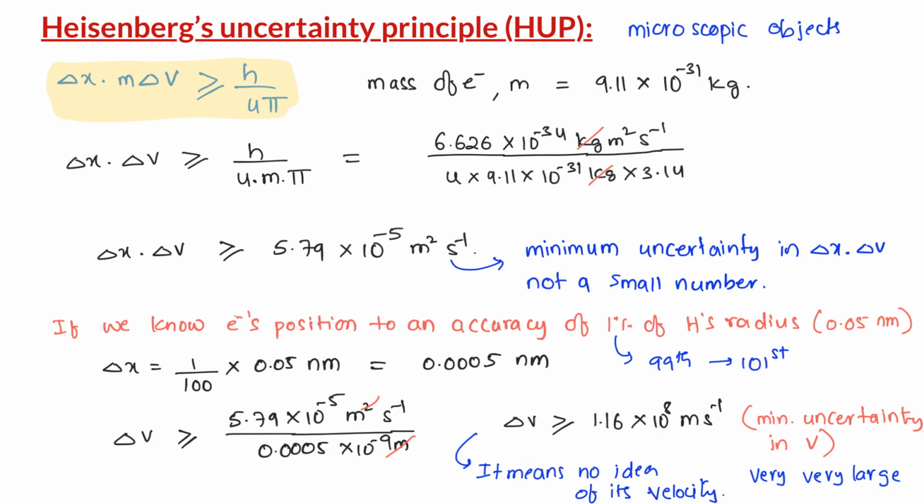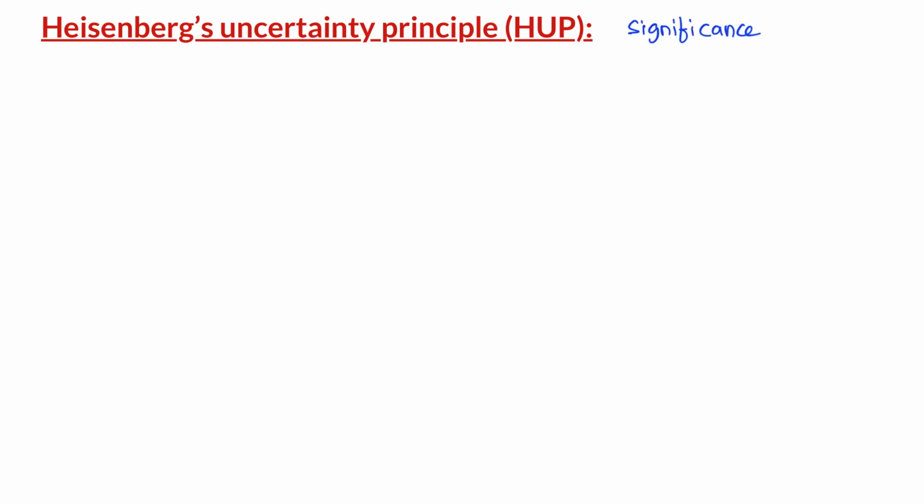In summary, if we know the electron's position with a minimum uncertainty of 0.0005 nanometers, then the uncertainty in the velocity of the electron is at least 1.16 times 10 to the 8 meters per second. This is exactly what Heisenberg's uncertainty principle states. Next, we will discuss the significance of Heisenberg's uncertainty principle. In other words, what it means to the model of the atom that we have been discussing so far.